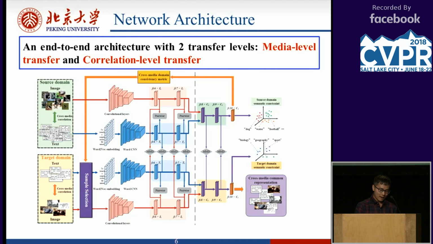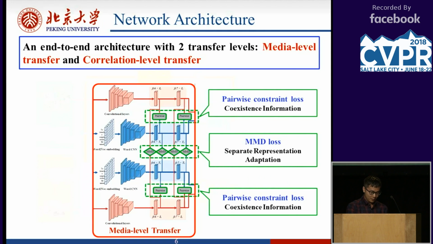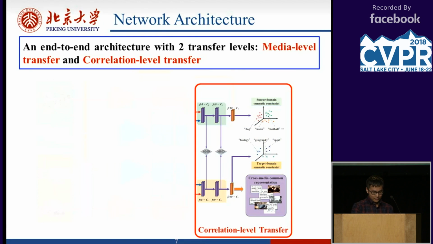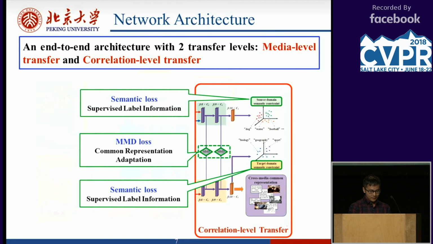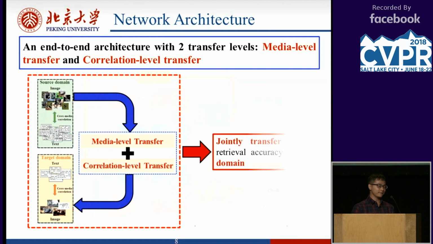This is the overall architecture of DCKT, which has two transfer levels. First, media level transfer is proposed to transfer intermediate knowledge between two domains with MMD loss and pairwise loss. Second, correlation level transfer is proposed to align intermediate correlation of the two domains, including MMD loss and semantic loss. In this way, knowledge in the source domain can be jointly transferred to the target domain for boosting retrieval accuracy.